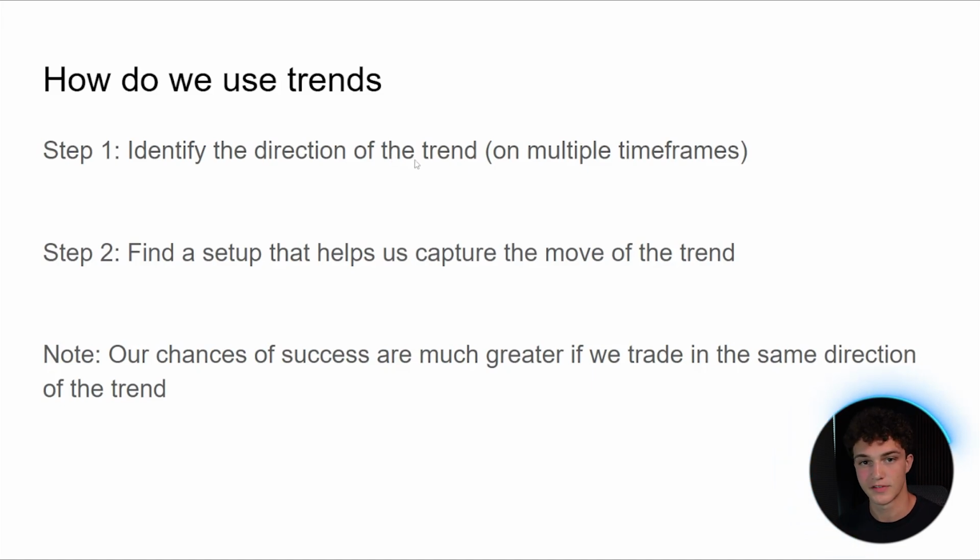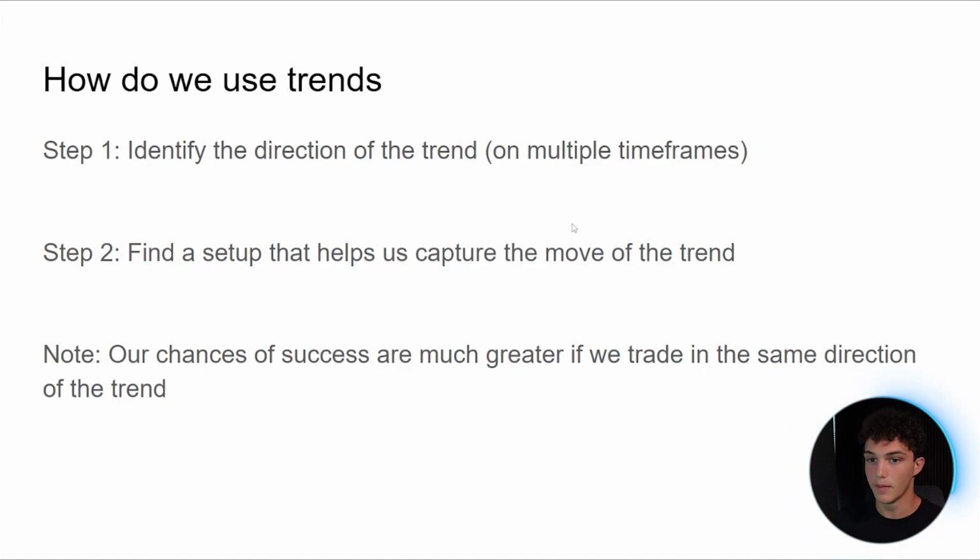The best type of stocks, the best type of setups that I take usually have alignment. The trends are kind of aligned on all these time frames. I want to see that there's a downtrend on the 15-minute chart, the 5-minute chart, the daily chart, the hourly chart. I like it when there is the same type of trend on all of these time frames. Then the second step is to find a setup that helps us capture the move that the trend is moving in.